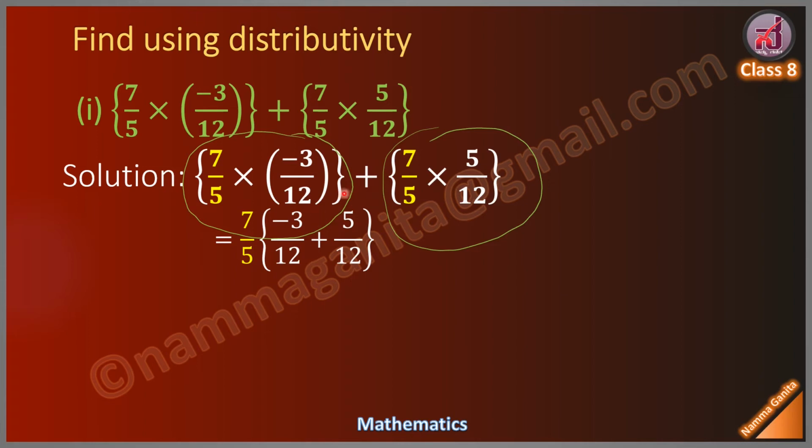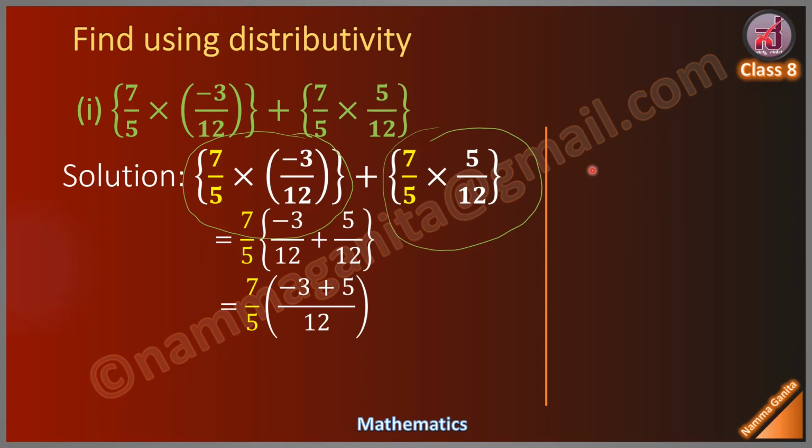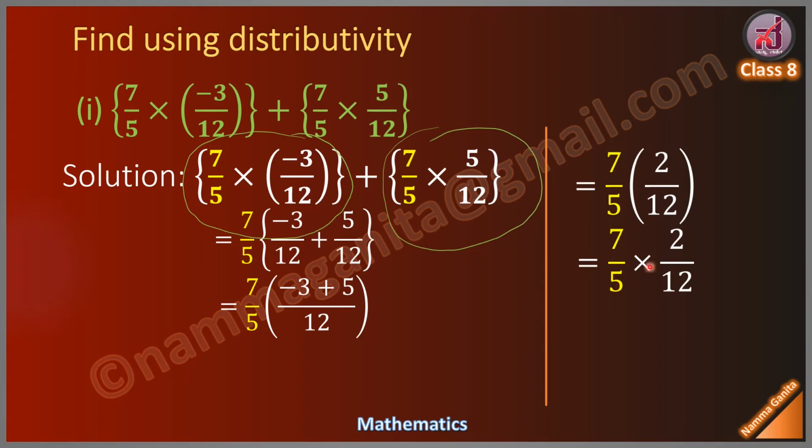Okay, simplify this term. 12 is the common denominator. Write the numerators minus 3 plus 5. It is 7 upon 5 into 2 upon 12. 2 ones are 2, 2 sixes are 12, 7 ones are 7, 5 sixes are 30. Final answer is 7 upon 30.